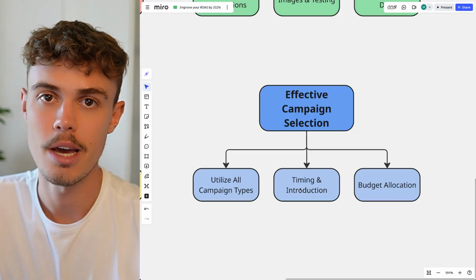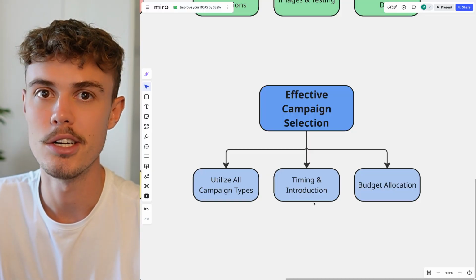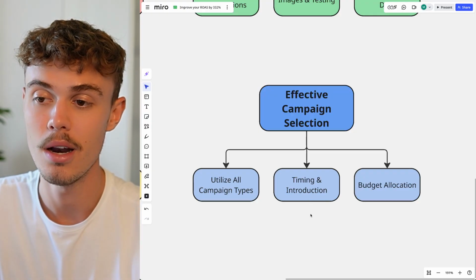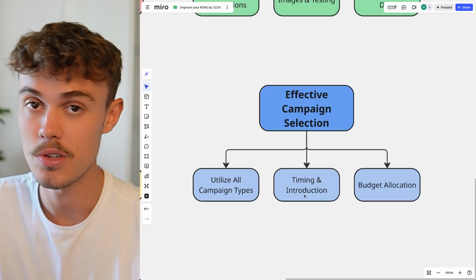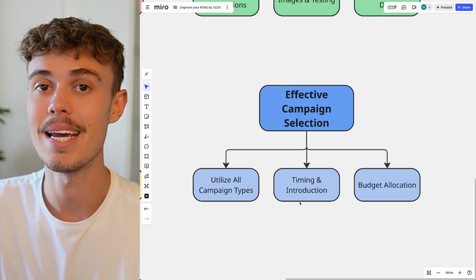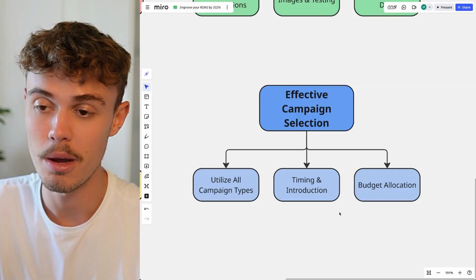So you need to introduce these campaigns at the right time. If you start an account with just demand gen, nothing else, you're probably not going to succeed. It's going to be very difficult to get a profitable account. But if you start with bottom of funnel search, bottom of funnel shopping, it gives you that data you need to feed through to Google and then to take advantage of the demand gen and display network.